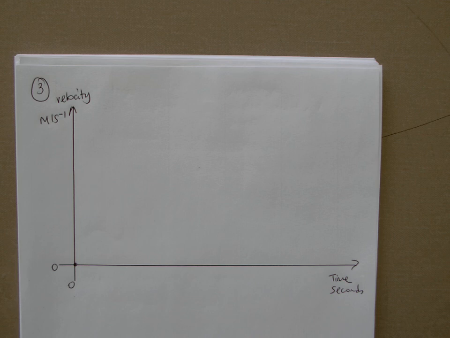Now, this lift, right, it's got 3 stages, if you like, to its journey, okay? So you can't really use Suvat throughout the whole thing, right? You have to do it in each stage, because the acceleration changes, okay? In each of the 3 stages. That's why velocity time graph is really good.